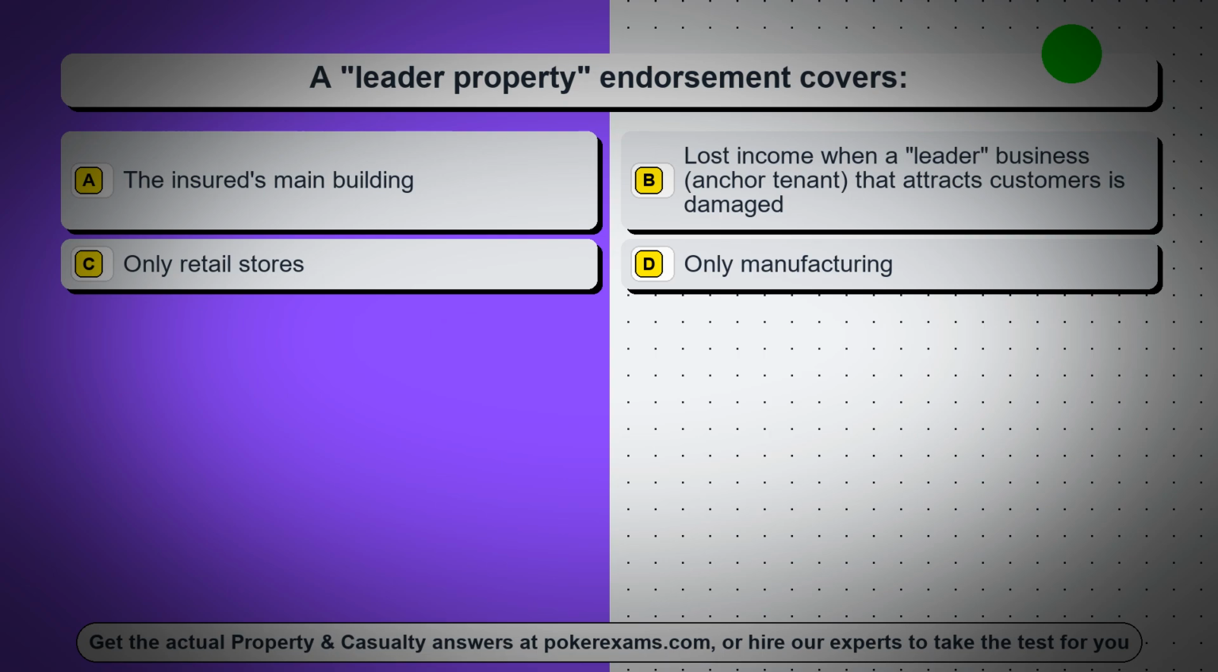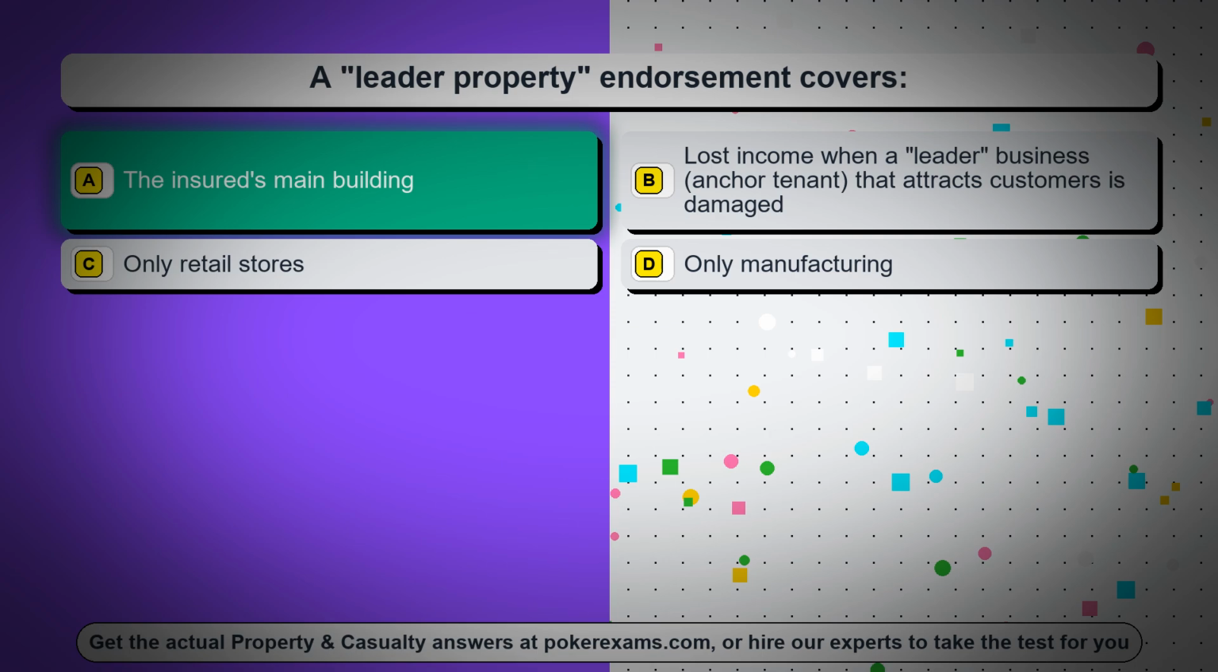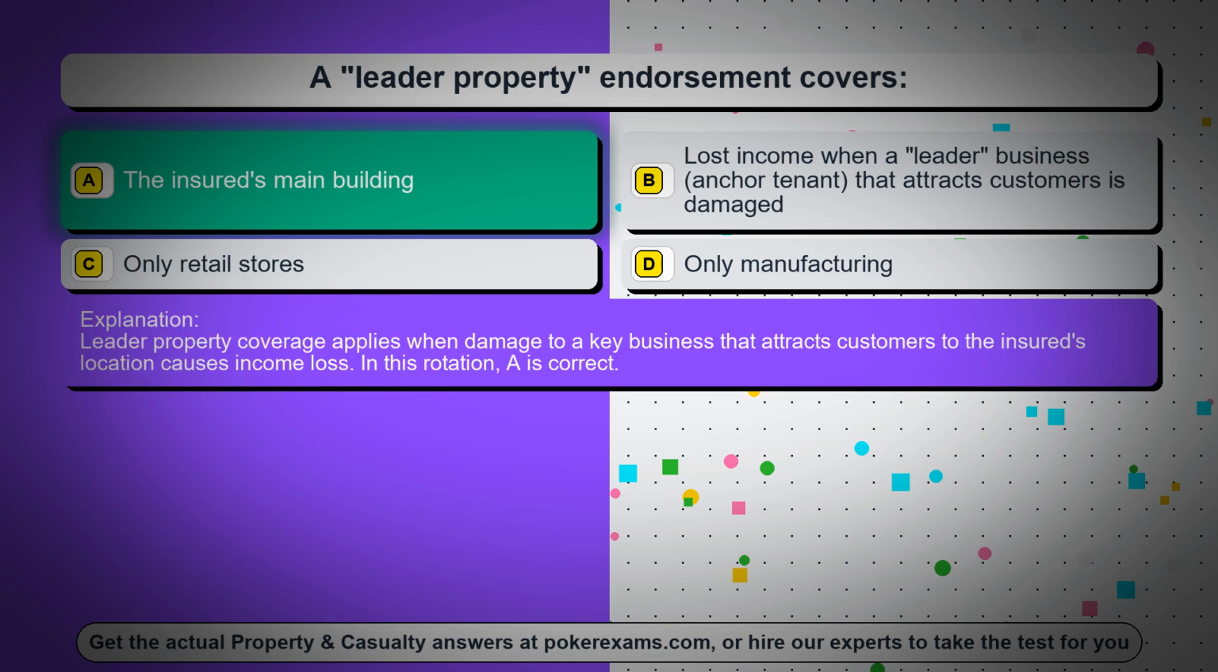Question 9. A leader property endorsement covers, Option A, the insured's main building, Option B, lost income when a leader business, anchor tenant, that attracts customers is damaged, Option C, only retail stores, Option D, only manufacturing. The correct answer is Option A, the insured's main building. Leader property coverage applies when damage to a key business that attracts customers to the insured's location causes income loss. In this rotation, A is correct.